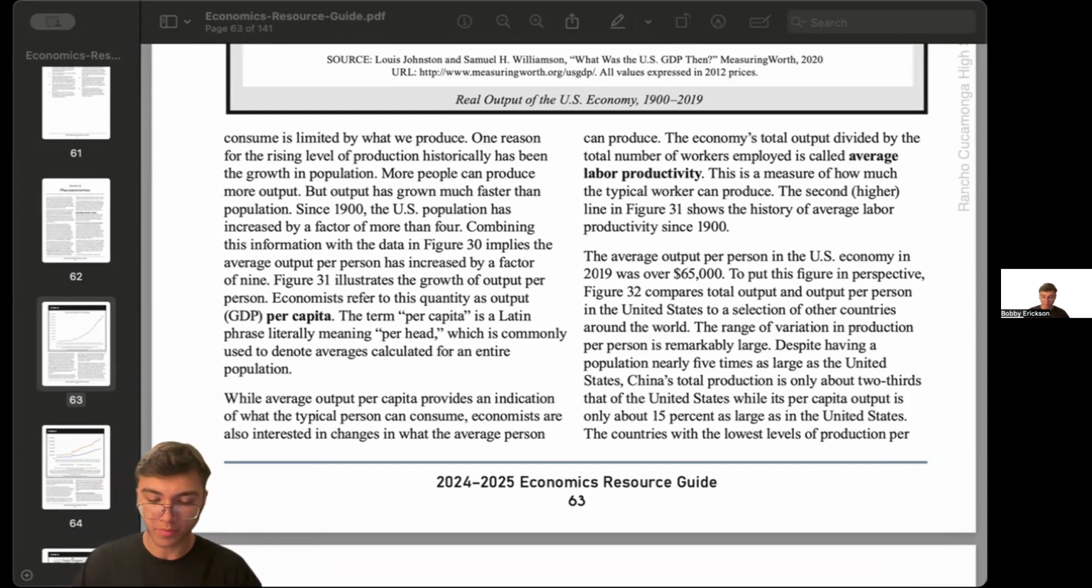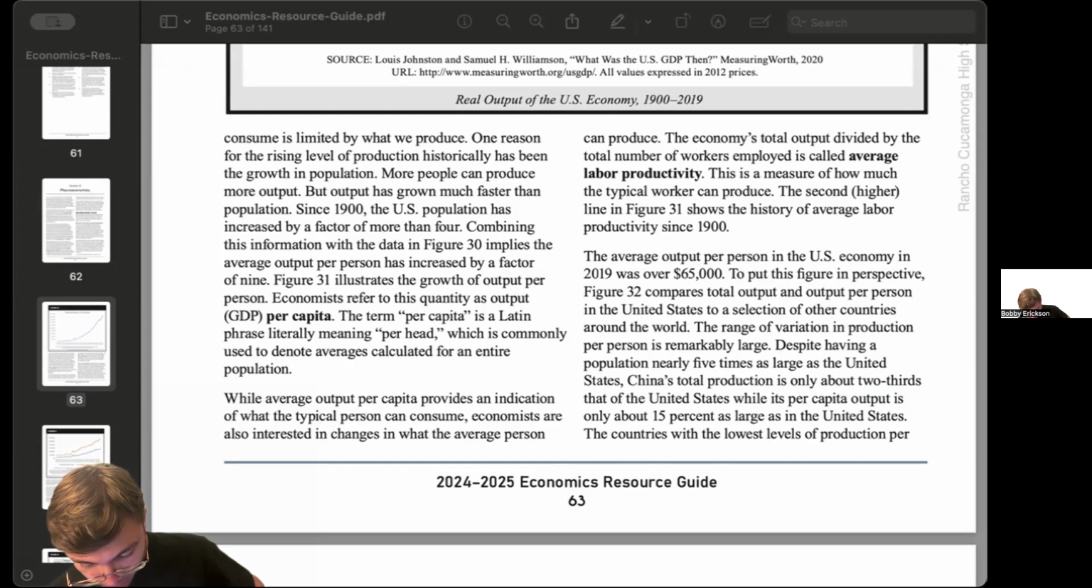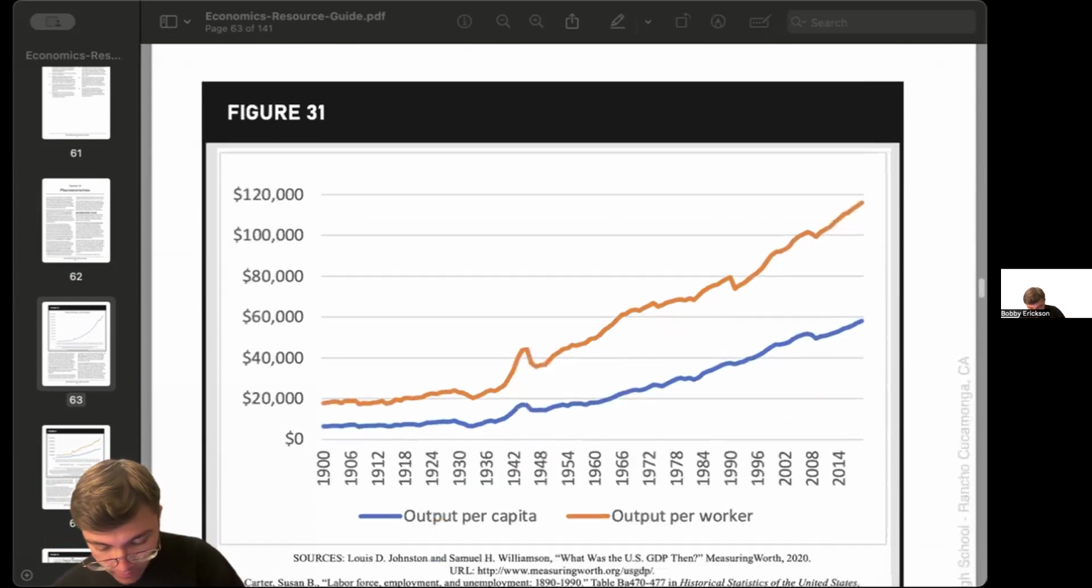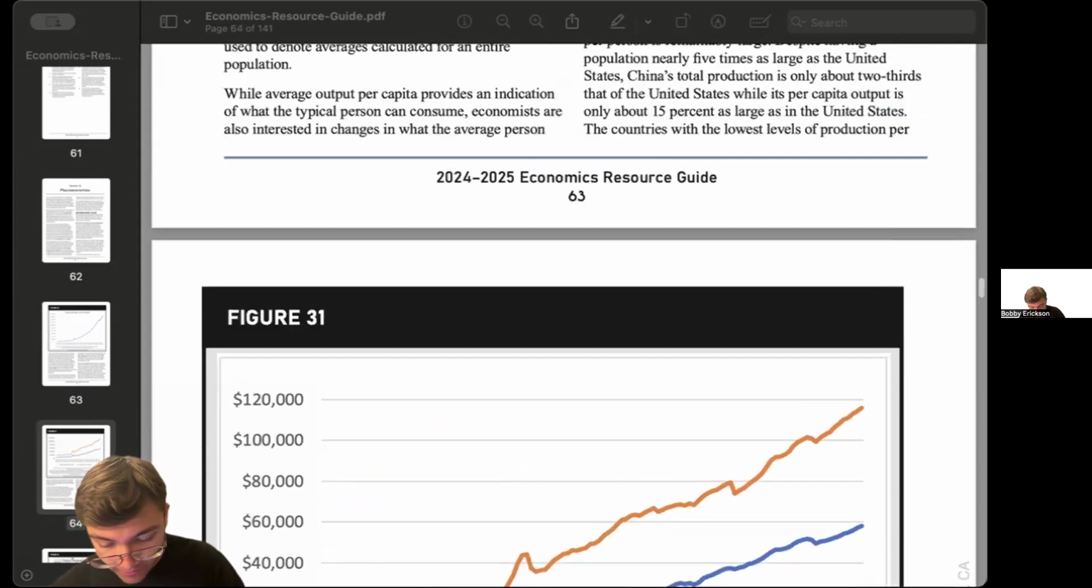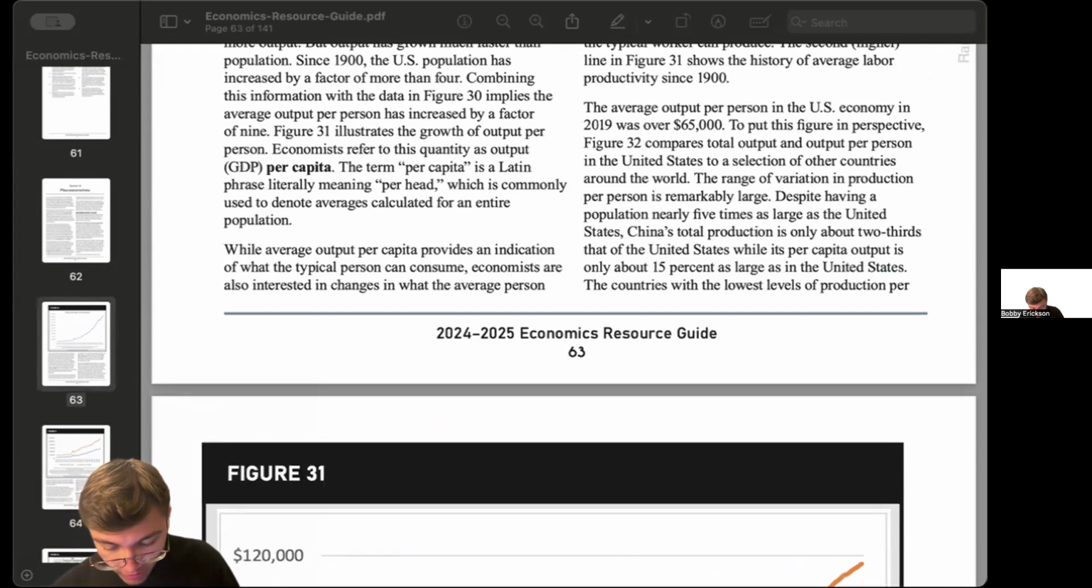And if we're trying to look at this from a broader perspective, we can see that figure 32 shows the United States and a bunch of other countries. And so there's a large variation in production per person. Even though the population is 5 times as large as the United States, China's production is only two-thirds of that of the United States, while its per capita output is only about 15% as large as the US. The smallest GDP per capita are those in South Asia and Africa. India is catching up to wealthier countries, but it still only has an output per capita of 3.2% of that of the United States. So remember, 15% was China, and two-thirds was the total GDP.